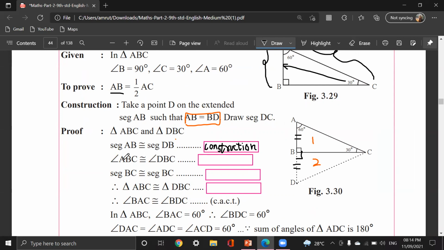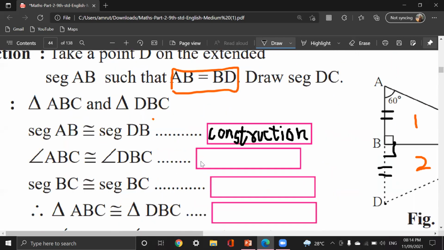Now what is the other parameter which is congruent? We know that angle ABC is also 90 degree and angle DBC is also 90 degree. So that also we can write down. Angle ABC is congruent to angle DBC. Why? Because both are 90 degrees. So I'll zoom in again. I'll write down the reason.